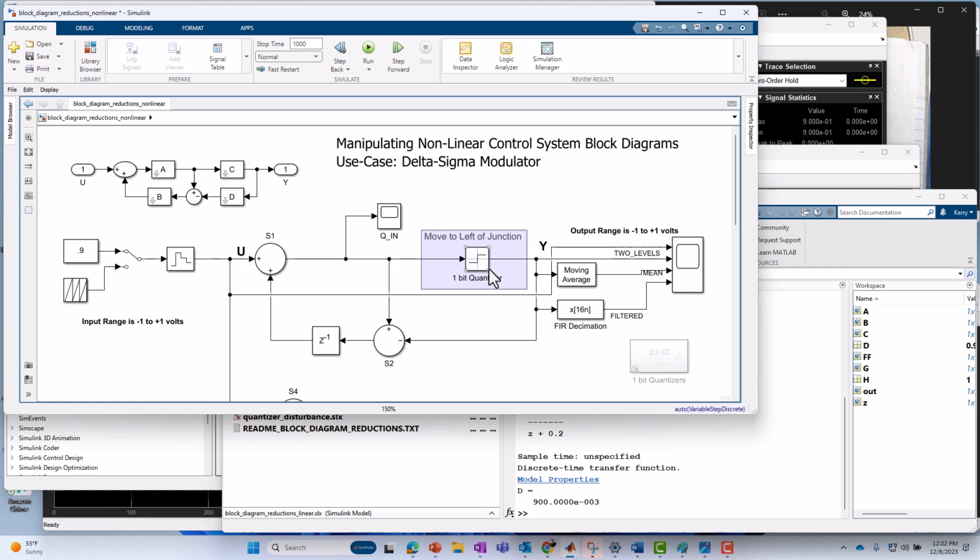Any quantizer, if you put any quantizer here, let's think about it, not just one bit. One bit is kind of an extreme case where if you put in a signal greater than zero, you output some maximum voltage, and if you input a signal less than zero, you output some minimum voltage. That's the extreme quantizer use case.